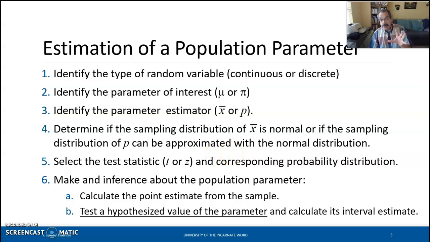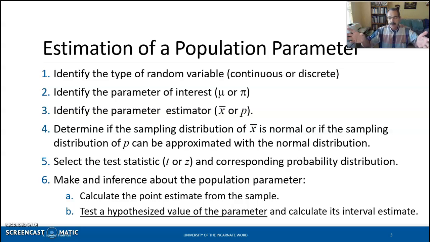All right, so this is the procedure to do the estimation. This is important because when you deal with problems, when you're testing a value of the parameter or constructing the confidence interval, you need to know, are you working with the mean or with the proportion?